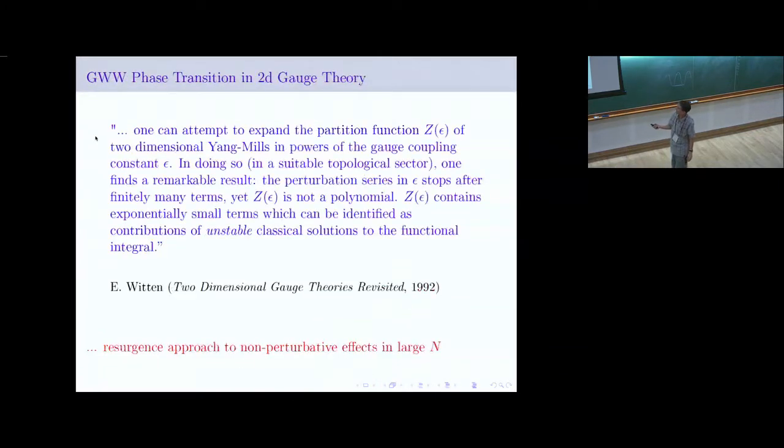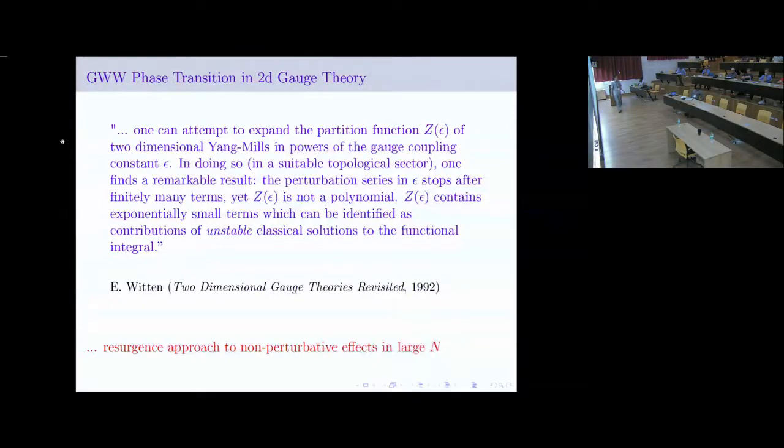And in fact, there's this very nice quote from one of Witten's nice papers on these 2D gauge theories, that you can write the partition function, where epsilon here is the 't Hooft coupling. What's weird about these systems is you can start doing a perturbative expansion and you discover that it actually truncates after just two terms.